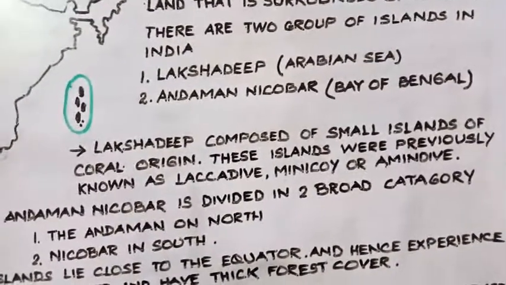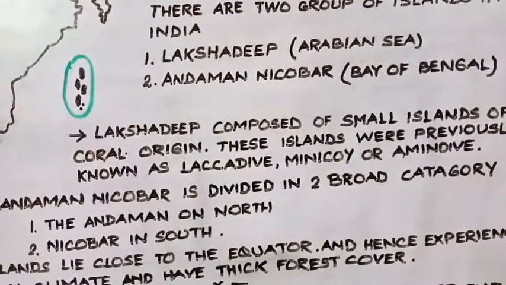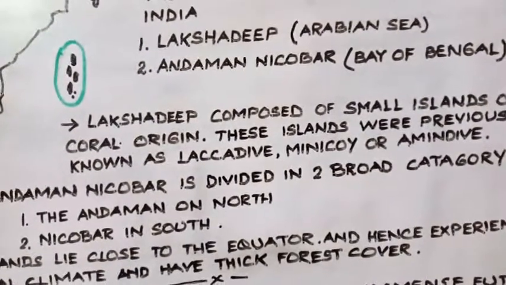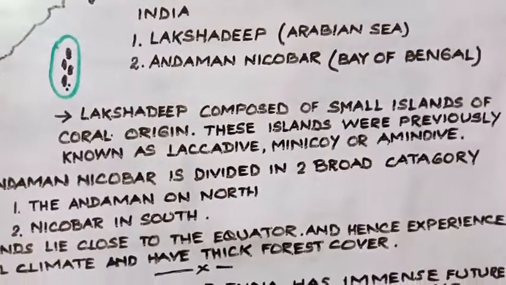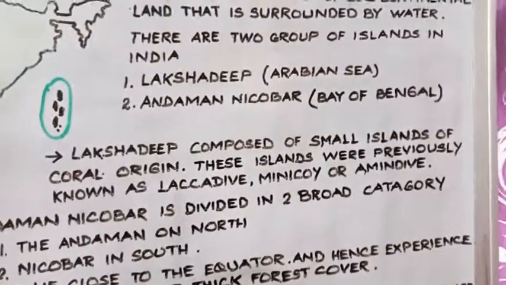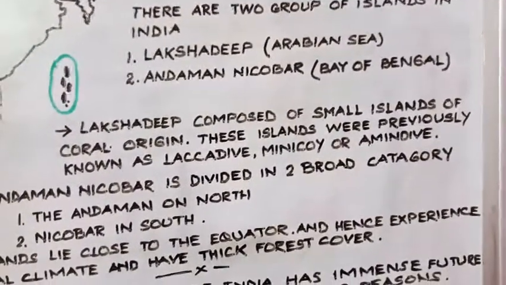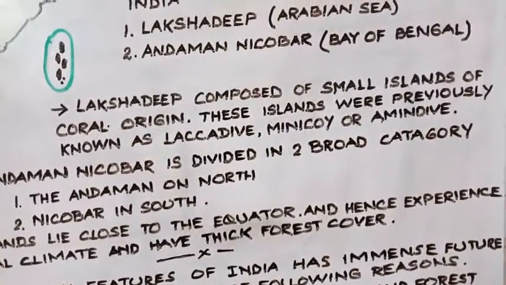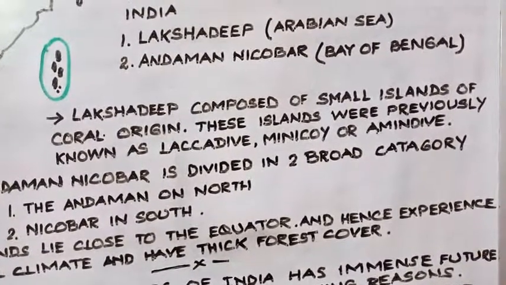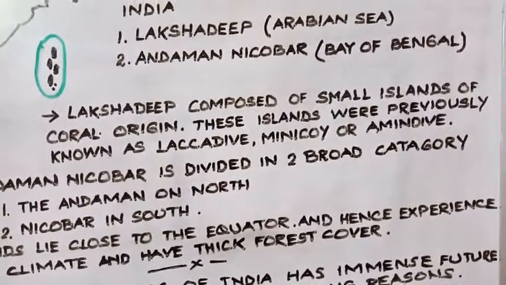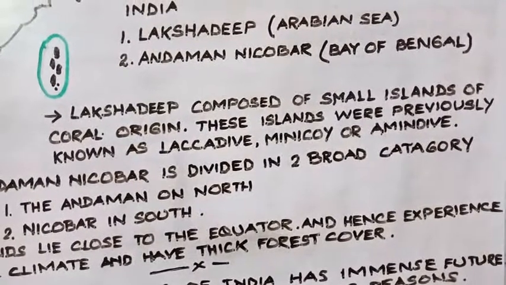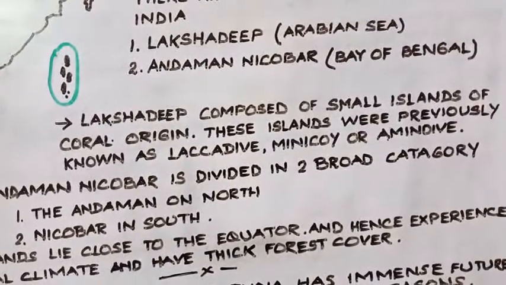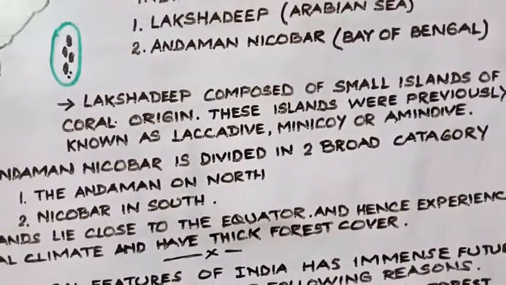size. So it is very difficult to understand that the dead bodies of microscopic animals create a total island. It is unimaginable, but that's how it happens, and it has happened, and it took millions of years to form. It did not form in 1 or 2 years. These islands were previously known by three names. One is Lakshadweep, Minicoy, and Amindivi. These were the three names.